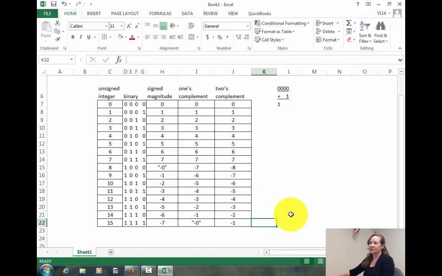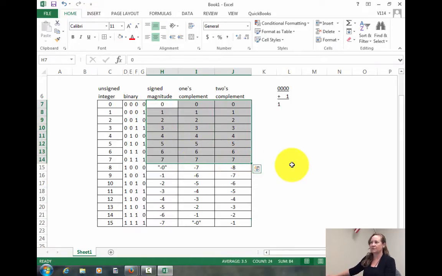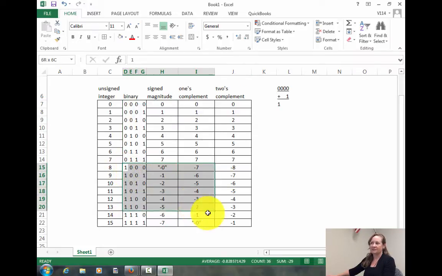So this is what that chart should look like. Hopefully it makes sense. So it shows you that in signed magnitude, 1's complement and 2's complement, your positive numbers always look the same. They're represented the same way. It's only when we get to the negative numbers that now we're representing things differently.